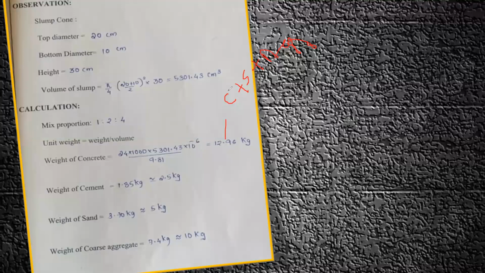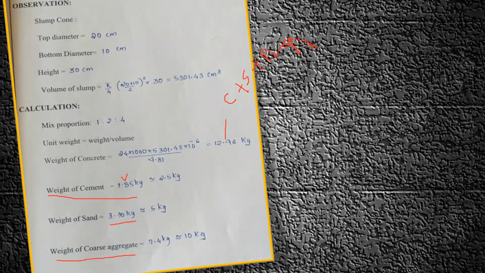Yeah, so these are the different contents. We have to do the calculation, and after doing the calculation, we are getting the weight of cement to be 1.85 kg, the weight of the sand is 3.70 kg, and the weight of coarse aggregate is 7.4 kg. So we are taking a little bit more amount of concrete here.